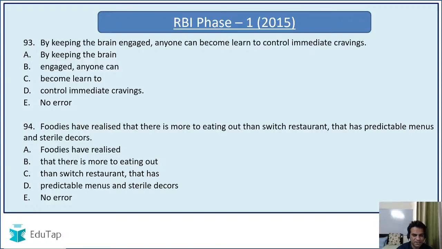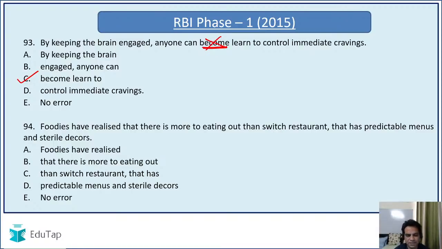By keeping the brain engaged, anyone can learn to control immediate cravings. Anyone can learn to become control immediate cravings. No, guys. The correct answer is option number C, and the incorrect part is "become". By keeping the brain engaged, anyone can learn to. Become is not required here.